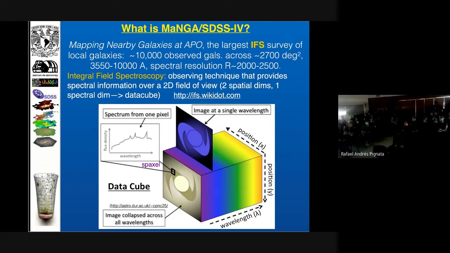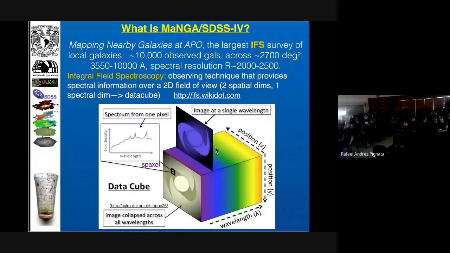So what is integral field spectroscopy? It's a very powerful observing technique that provides spectral information over a 2D field of view. So we have two spatial dimensions, a kind of image, and one spectral dimension. In this sense, we have a data cube. The product of these observations are data cubes, where we have the spectra in each so-called spaxel. Spaxels are the spatial resolution that we have with the fibers.